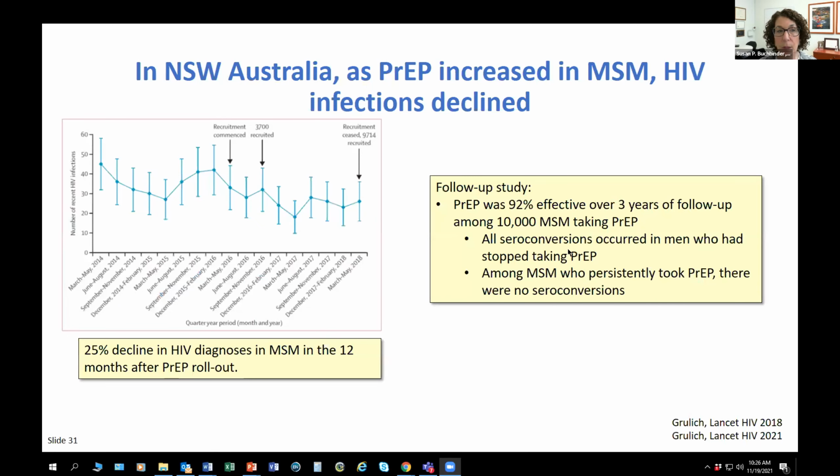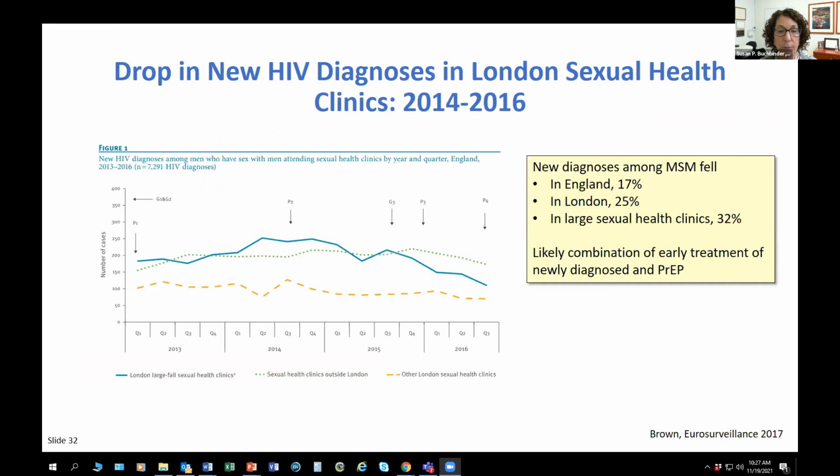There are data from New South Wales, in which they rolled out PrEP in a demonstration project and saw a 25% decline in new diagnoses in men who have sex with men in the 12 months after they rolled out PrEP. And then what they did is they stopped the PrEP demonstration project and just tried to get PrEP to as many people as they could. PrEP was 92% effective over 3 years of follow-up among 10,000 men who have sex with men taking PrEP. And what they saw was all of the seroconversions among men who have sex with men were in people who had stopped taking PrEP. Among the men who have sex with men who persistently took PrEP, there were no seroconversions out of 10,000 men who have sex with men.